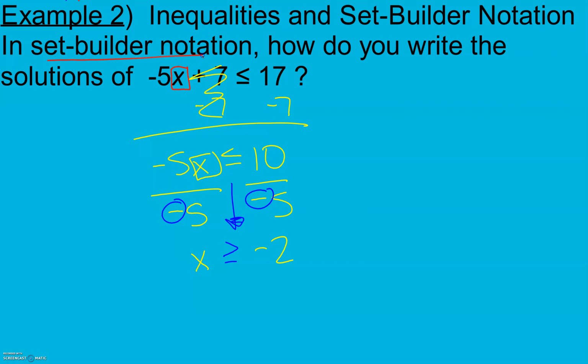We want to write them in set builder notation. So remember, in set builder notation, it's curly bracket, any number as long as, here, x greater than or equal to -2 are my only restrictions. It doesn't tell us it has to be a natural number or an integer or anything like that. It can be literally any real number greater than or equal to -2. So in set builder notation, that is my solutions.